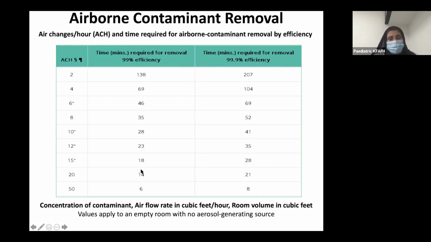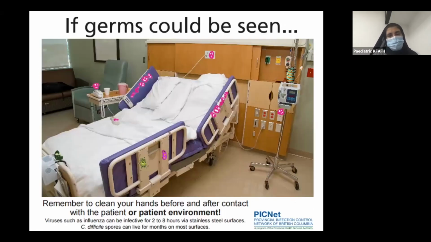So it's important, even for support services when they go in and out of the room after the patient has been evacuated, to make sure that at least 30 minutes to an hour has elapsed before they go in, especially if there was aerosolization or a negatively pressured room required according to the patient's needs.